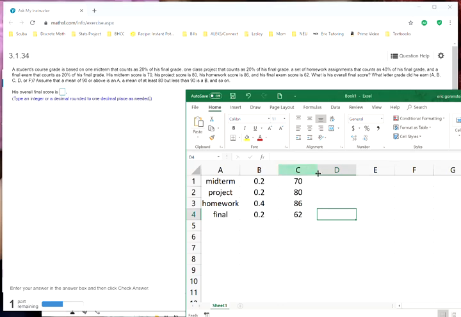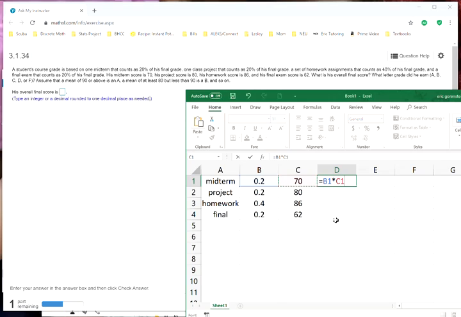your final overall score, you're taking 20% of the 70. You're taking 20% of the 80. You're taking 40% of the 86, and you're taking 20% of the 62. So that means we have to multiply. 20% of 70 means 0.2 times 70. Okay? So in column D, what I want is for column D to equal the number in column B times the number in column C. Okay, so B times C equals D.